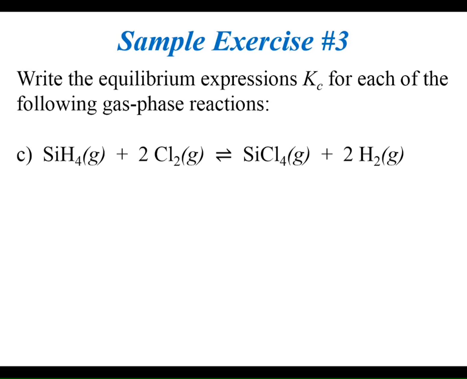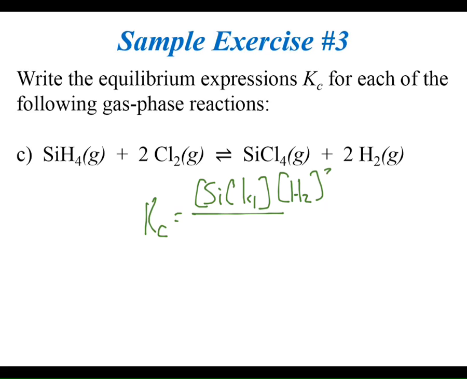Okay, so we should have got the concentration of silicon tetrachloride, SiCl4, times the concentration of hydrogen squared, right, over the concentration of SiH4 times the concentration of Cl2 squared, right? Okay, so again, this constant basically measures the ratio of the change in the products versus the reactants.